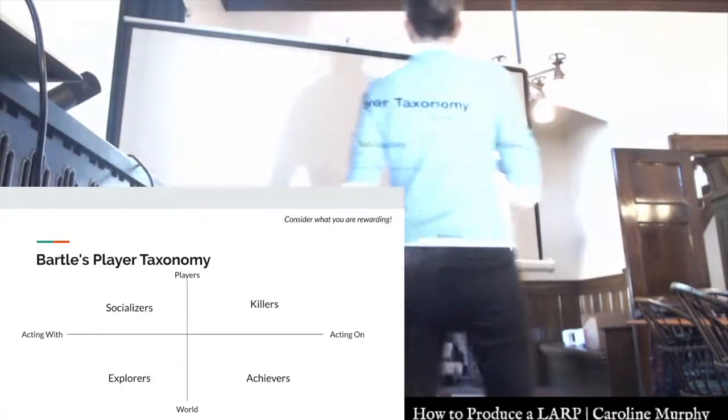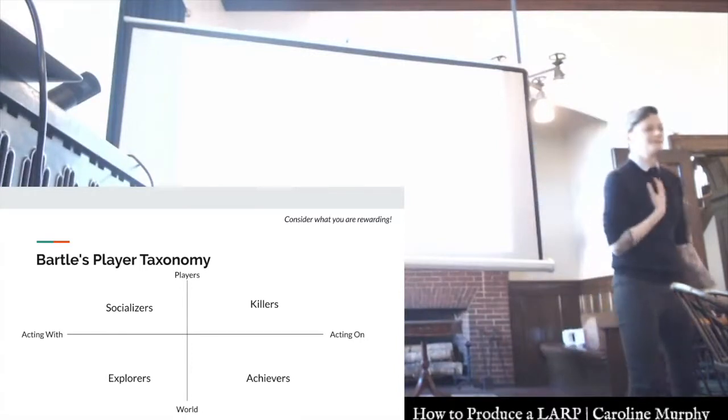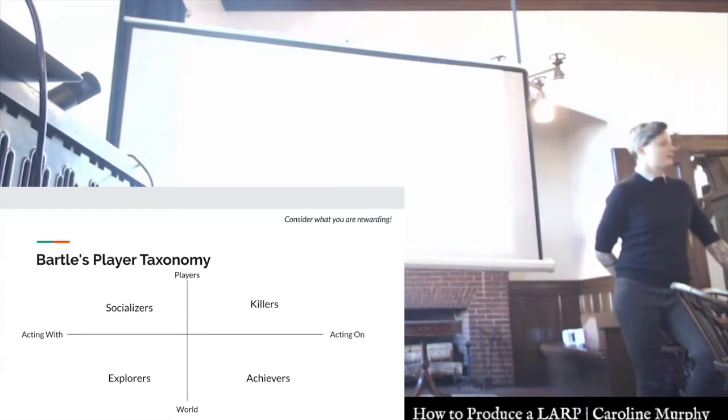Now I'm going to talk about Bartle's player taxonomy. Is anyone familiar with Richard Bartle? Richard Bartle is a game designer back from the ancient days of MUDs. He developed some of the first MUDs, which are multi-user dungeons, back in the 70s. I think 1978 is when Richard Bartle made the first multi-user dungeon. And he developed a taxonomy, which I think is just useful.